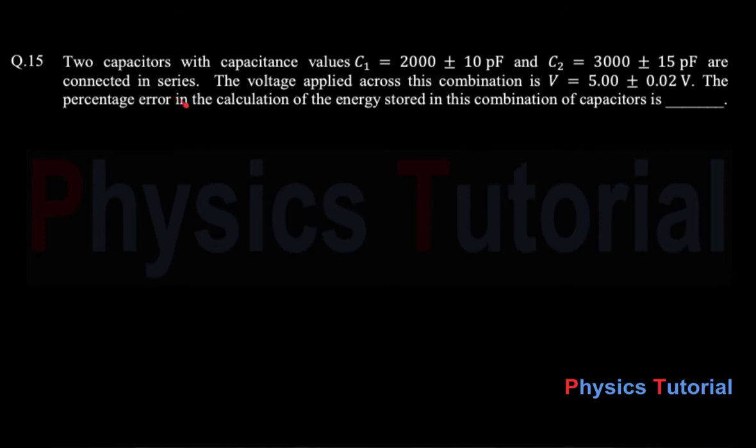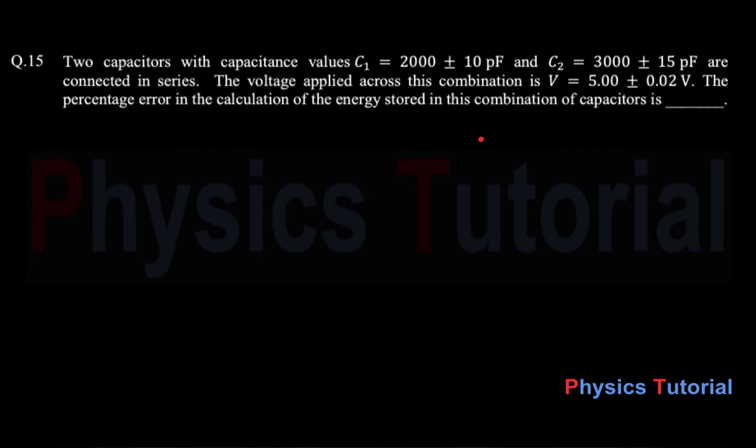As in the series, you should know that 1 by C equivalent is equal to 1 by C1 plus 1 by C2, and the error of the potential is given as 5 volt plus minus 0.02 volt. Percentage error in the calculation of the energy stored in the combined capacitor you have to find.